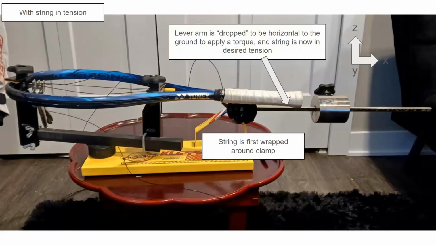Here's the setup with the string and tension in the racket set up. The weight is slid until you get to the tension that you want. The string is wrapped around the first clamp, and then the weight is dropped to a horizontal position to get the desired tension.